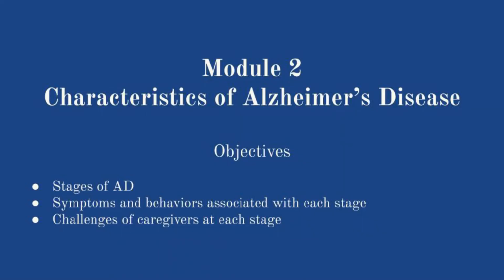Right now, we're going to enter into Module 2, talking about the characteristics of Alzheimer's disease. The objectives are to go through the stages of Alzheimer's, the symptoms and behaviors associated with each stage, and the challenges of caregivers at each stage. So we are going to see the following video, and this is delivering the diagnosis of Alzheimer's disease.